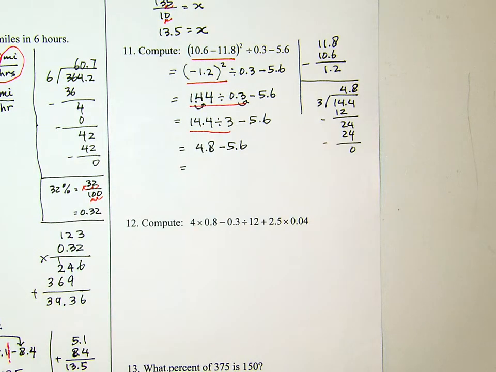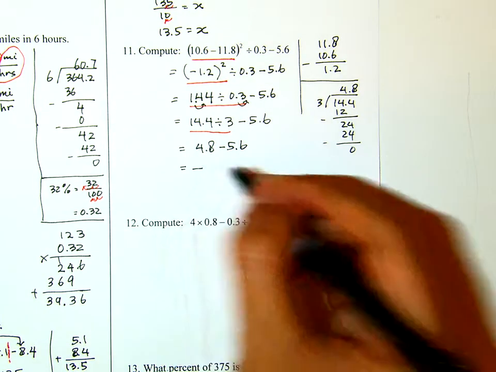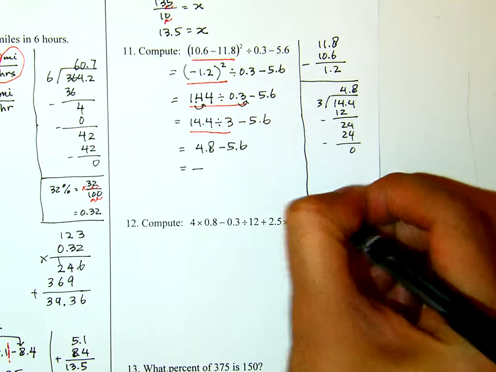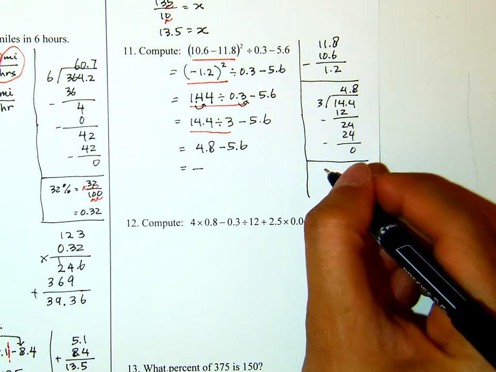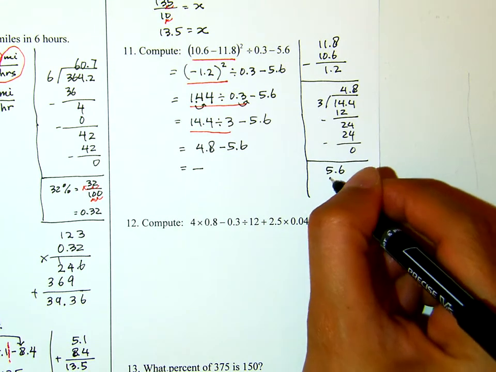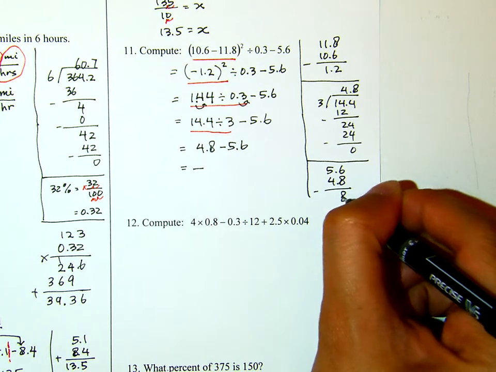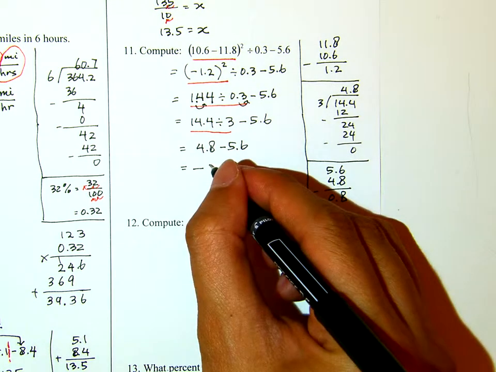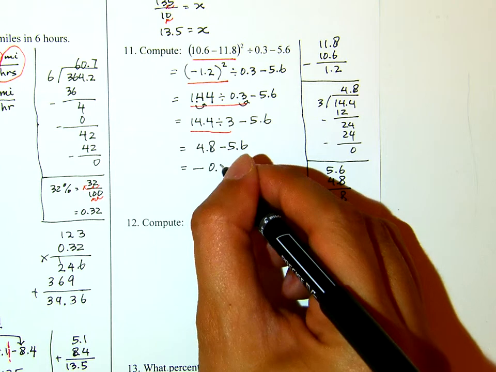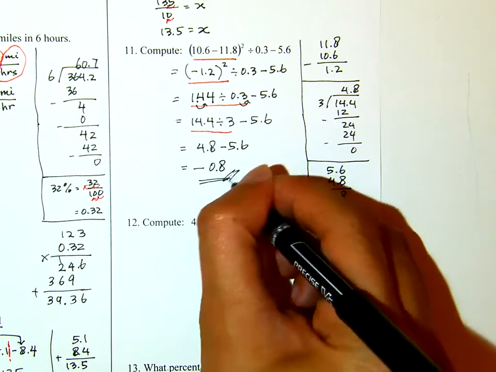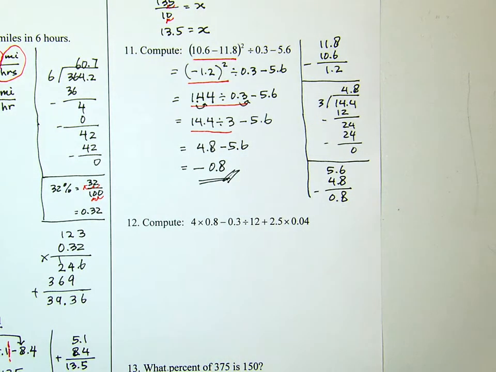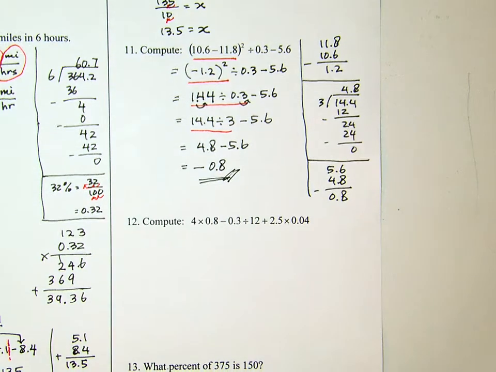Okay, and then 4.8 minus 5.6, small minus big, that's negative. Write down the sign first. And then I will subtract 5.6 minus 4.8. That will be 8 here, borrow 1, that's 0.8. So the final answer is negative 0.8. That's for number 11. Number 12.